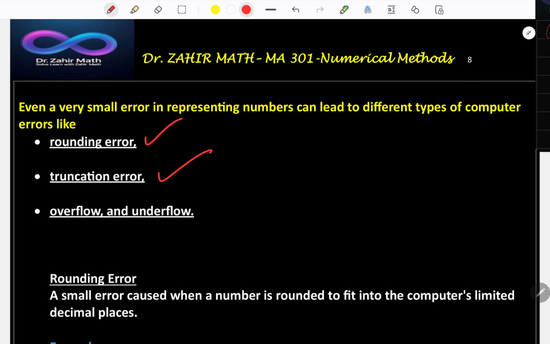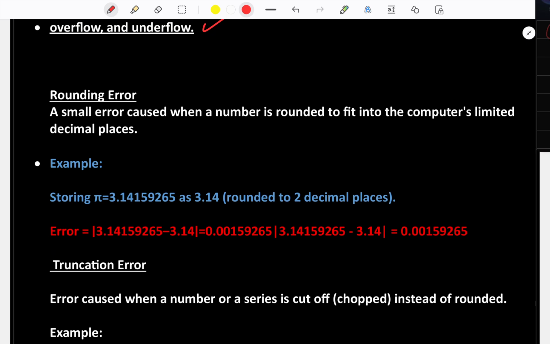The next one you are going to study is truncation error. Truncation error is caused by cutting off without rounding. Without rounding means chopping. Right. The next is overflow and underflow. So there are three types of errors when you give data to your computer or calculator: rounding error, truncation error, and overflow and underflow. We already studied rounding error, so no need for this one.